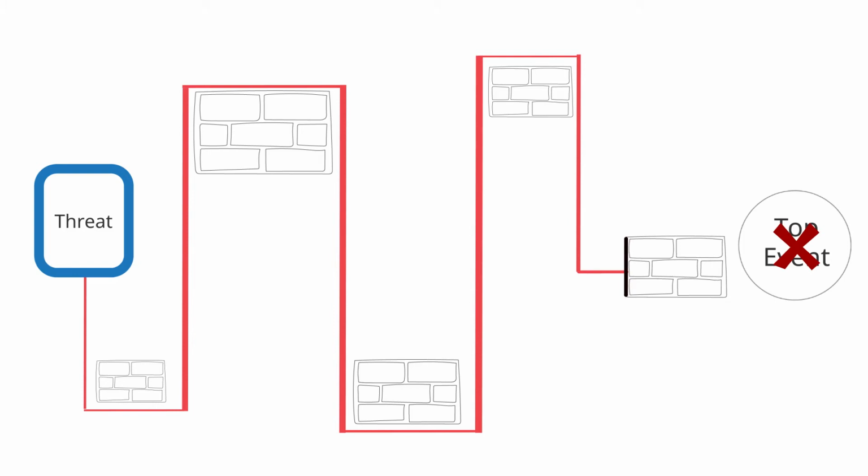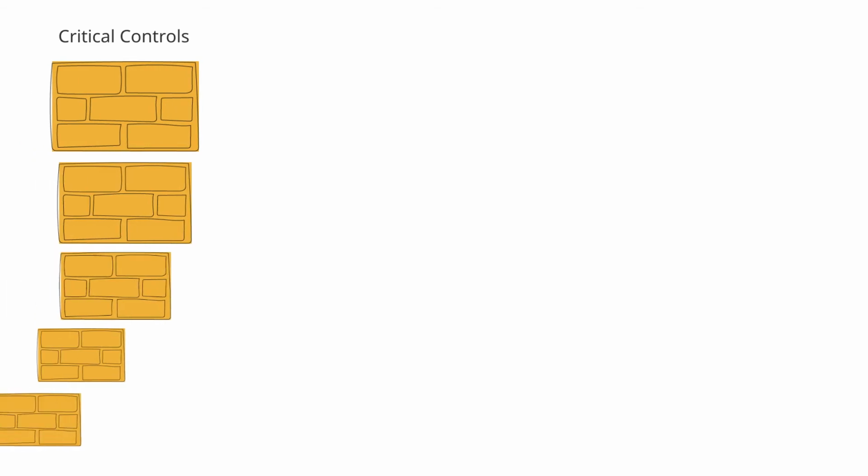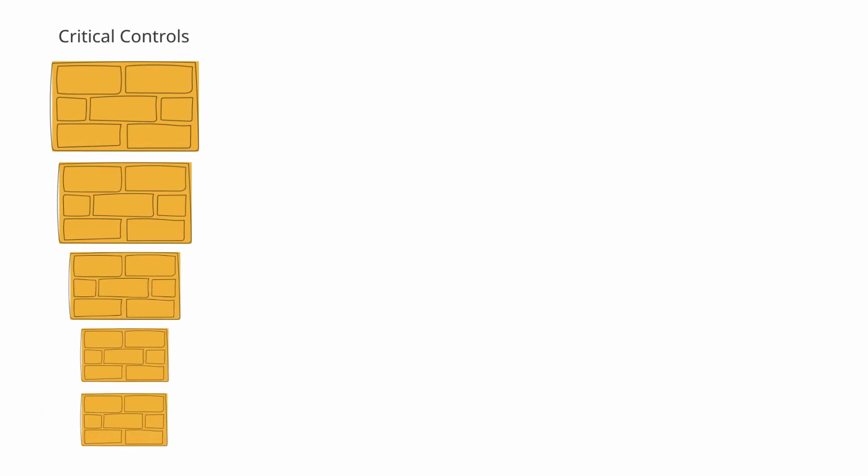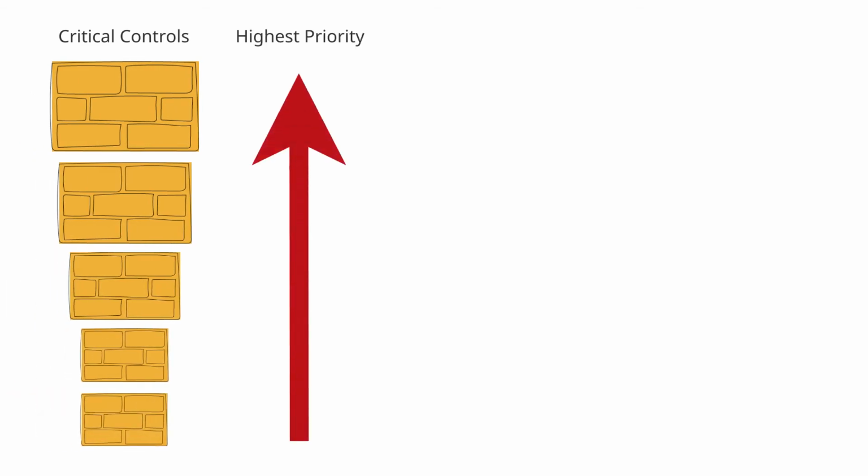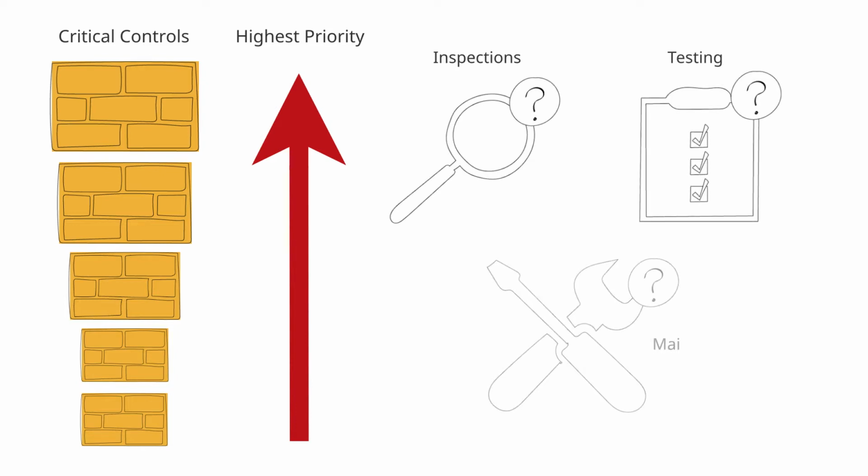These controls we'll call critical controls. They are crucial. They need to be working 100% of the time to prevent top events. As you can imagine, knowing which controls are critical will help you to prioritize your activities. Are inspections critical? Testing? Maintenance? When we can develop a list of safety-critical controls, we know where to focus.